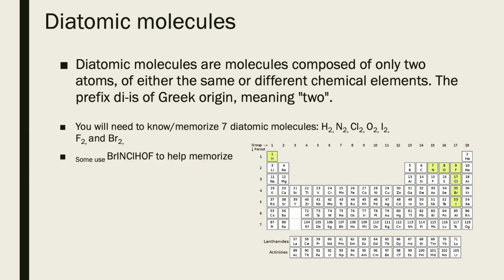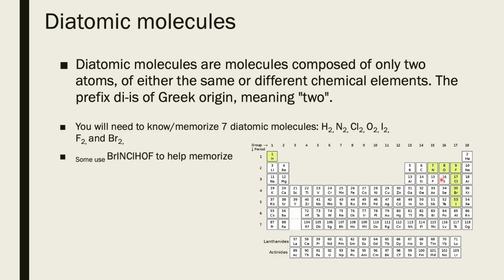Your diatomic molecules, we went over these at the beginning of the year, but you need to make sure that you have these committed to memory. Remember, diatomic molecules are molecules composed of only 2 atoms. They can either be the same or different chemical elements. The diatomics that you need to remember: hydrogen, nitrogen, chlorine, oxygen, iodine, fluorine, and bromine.